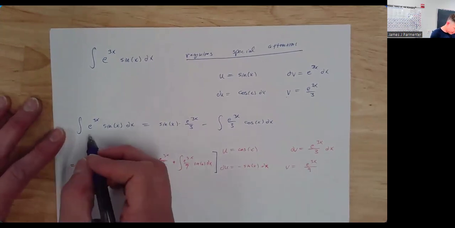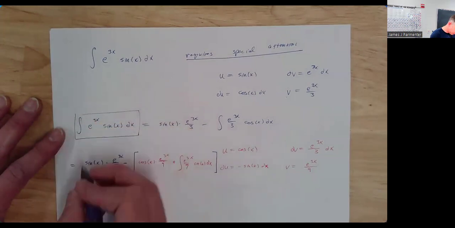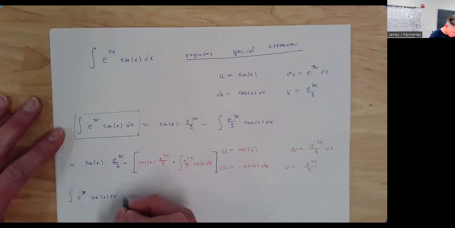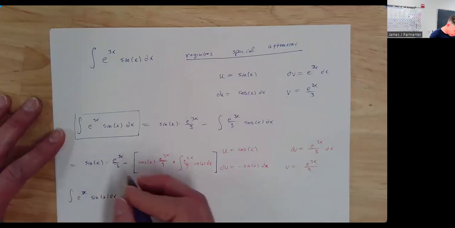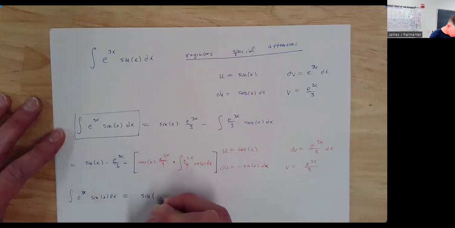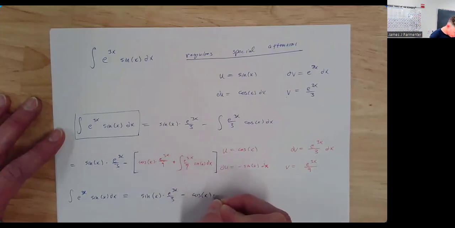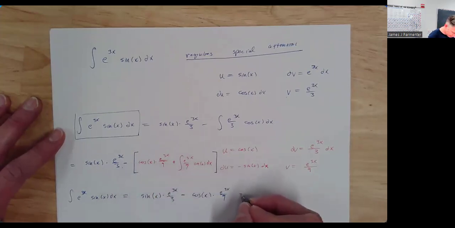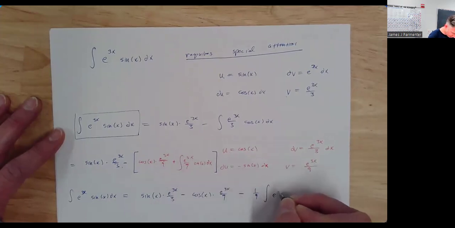On the left-hand side, I still have my original integral, so I have the integral of e to the 3x sine of x dx. There is a reason I'm writing this first part. It's not just because I want to. Equal to, I've got this part here, which is sine of x times e to the 3x over 3, minus cosine of x times e to the 3x over 9, and then a minus this integral here. I'm going to write as minus, I'm going to bring out the 1/9, the integral of e to the 3x times sine of x dx.